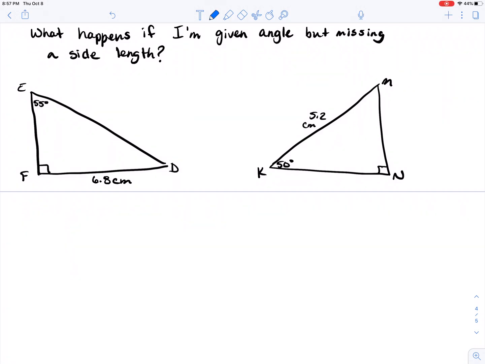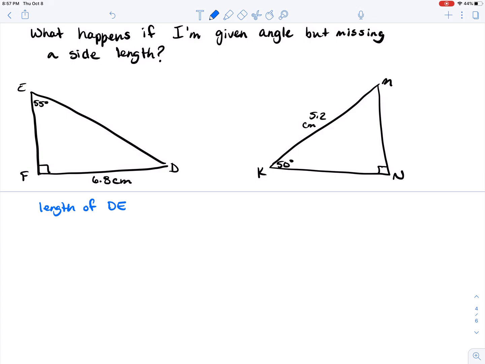Welcome to the tutorial on how to use the cosine and sine ratios when we're given an angle but missing a side length. So what happens if we're asked to determine the length of DE in this first triangle of EFD?